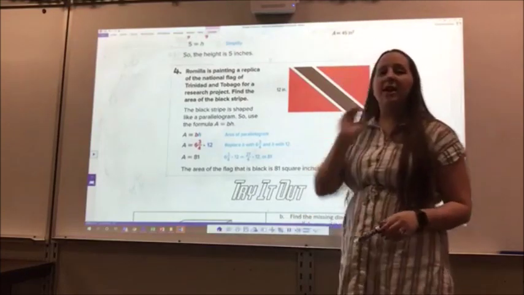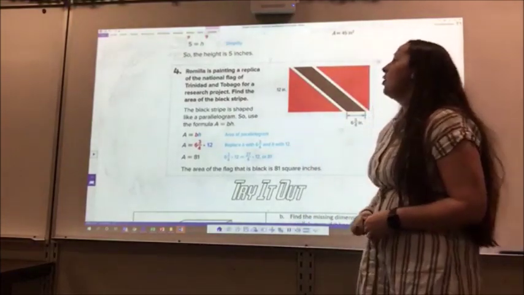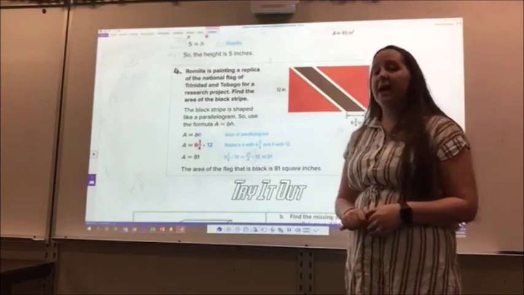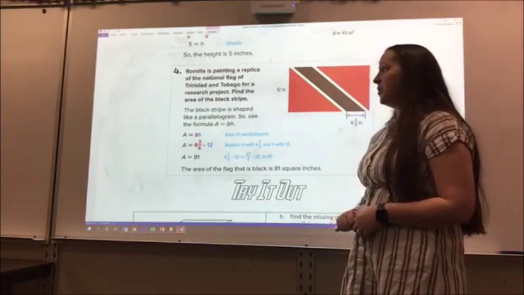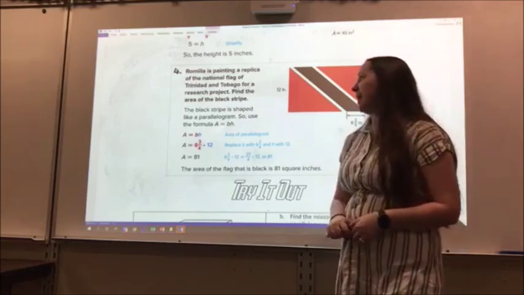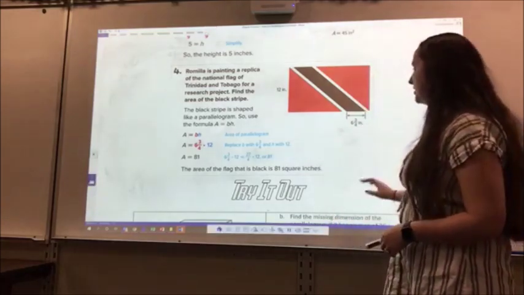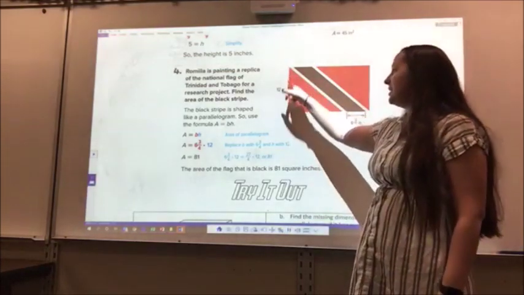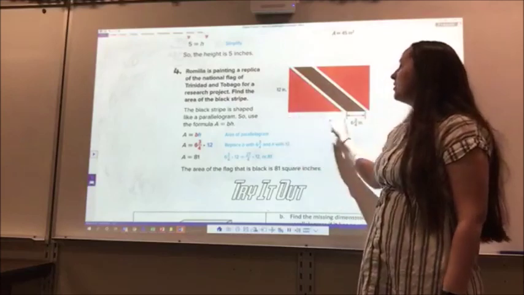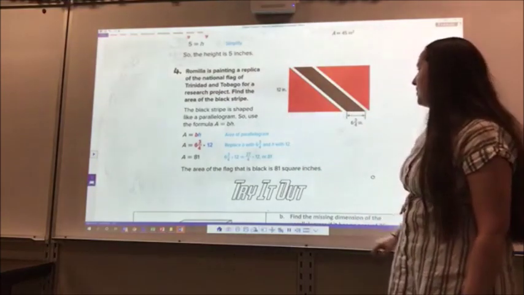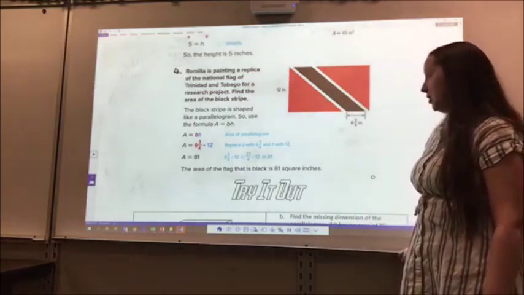All right, let's take a look at example number 4. Ramala is painting a replica of the national flag of Trinidad and Tobago for a research project. Find the area of the black stripe. So, looking at this, I'm asked to find the area. Okay? They gave me a height here of 12. And the base of my black stripe is 6 3/4 inches.